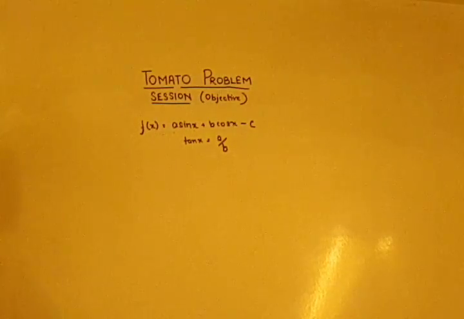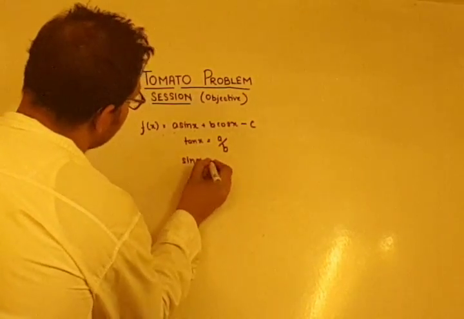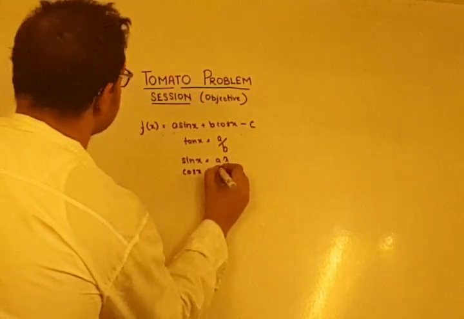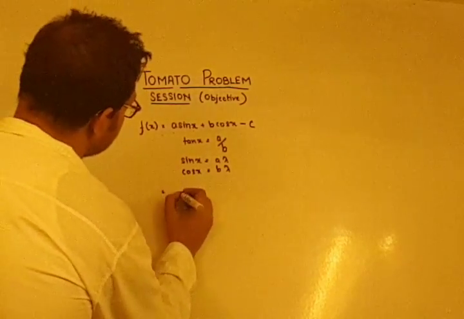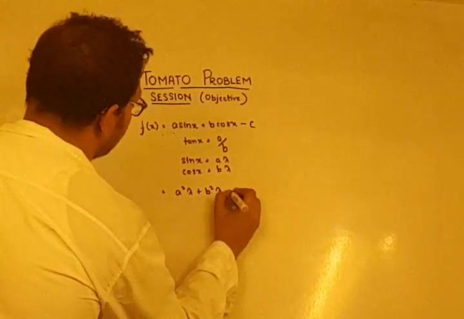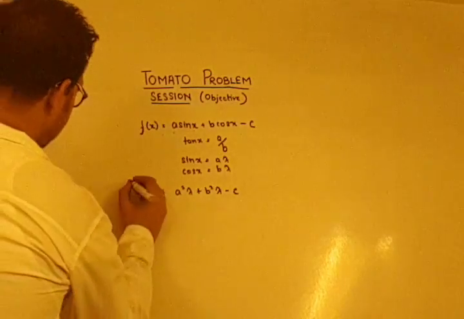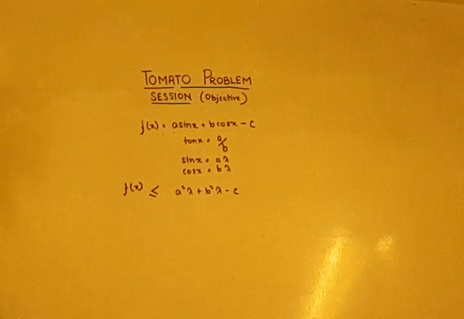So what I can do is take sin x as some a lambda and cos x as some b lambda. This is just the ratio proportion concept that I am using. So that becomes a square lambda plus b square lambda minus c. So this is what it becomes. So f(x) is always less than or equal to this value, because this is the maximum value of f(x), isn't it?